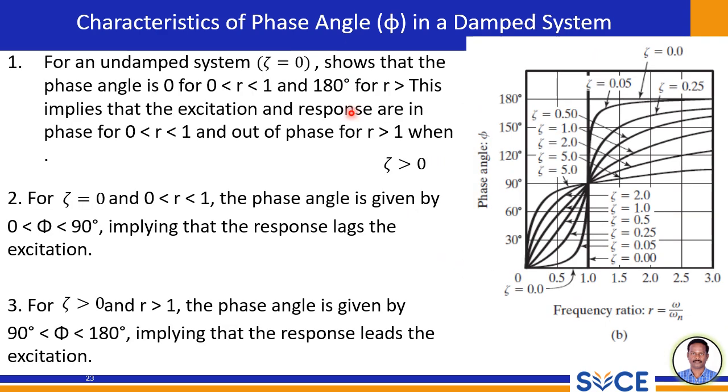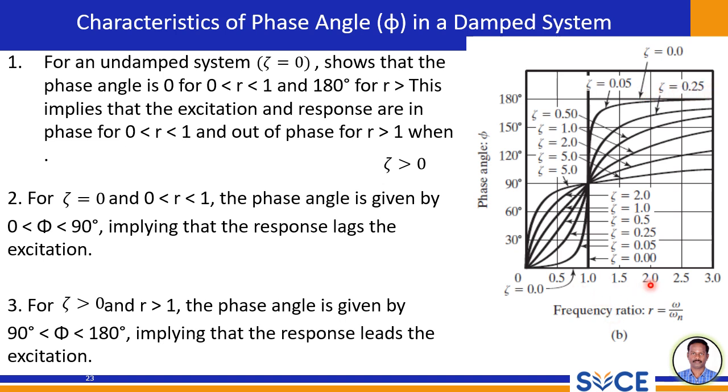Now, summarize the key aspects of phase angle behavior in both undamped and damped systems. For an undamped system, the phase angle is 0 degrees when the frequency ratio R is between 0 and 1, and 180 degrees when R is greater than 1.